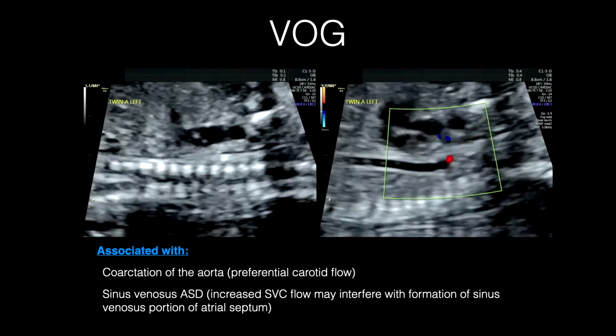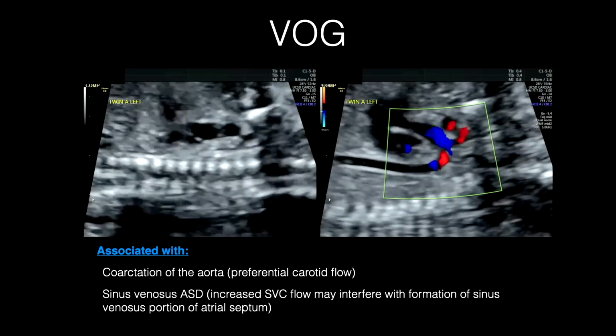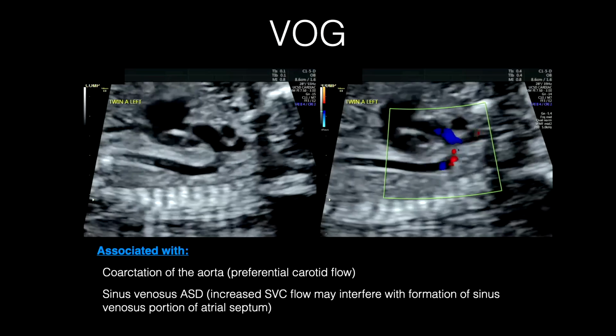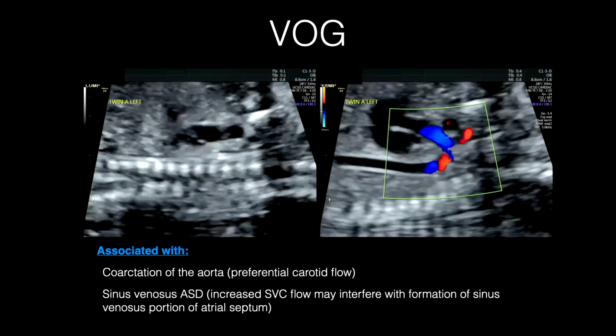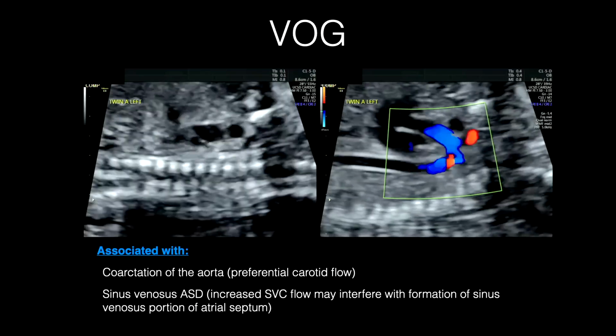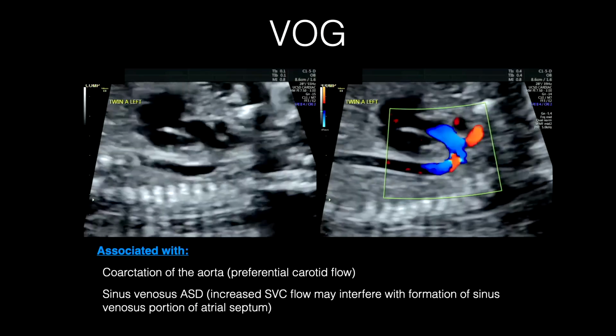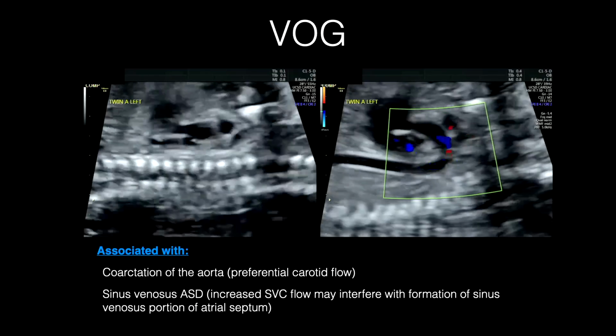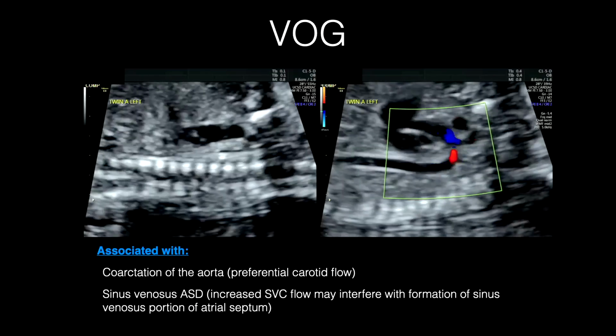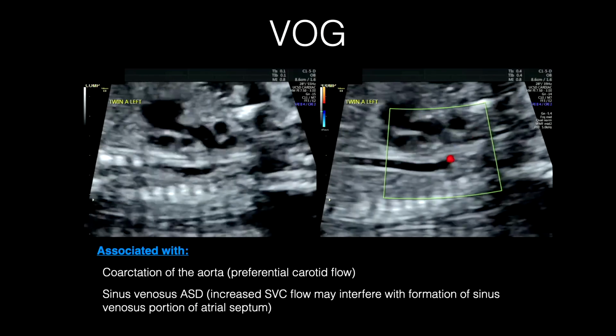So other things to think about when we see vein of Galen, it is associated with coarctation of the aorta because there is preferential carotid flow here. So you can be susceptible to the no flow, no growth phenomenon, and also is associated with sinus venosus ASDs because of that increased flow into the SVC.